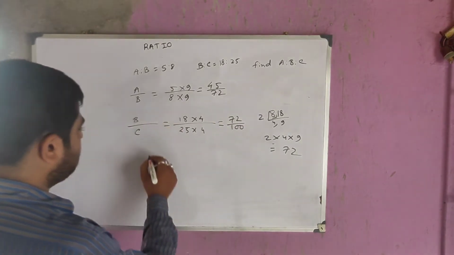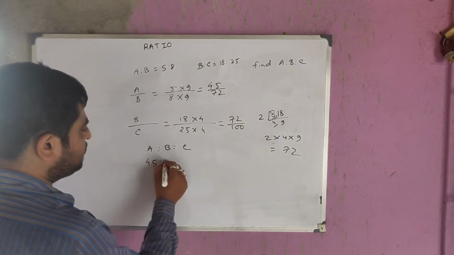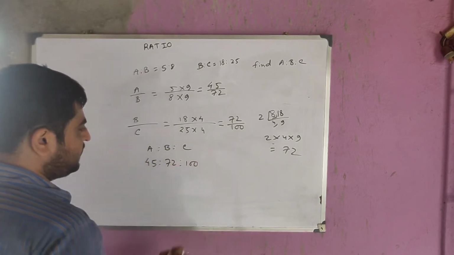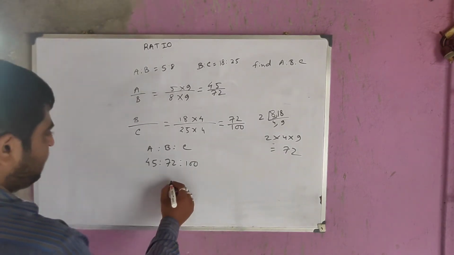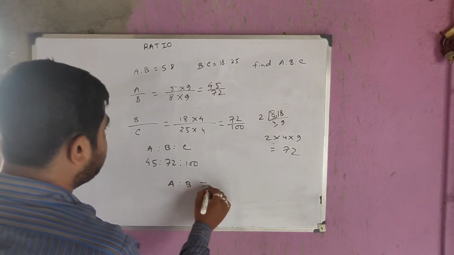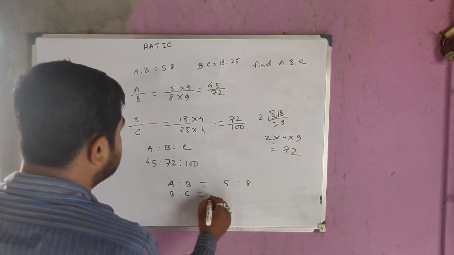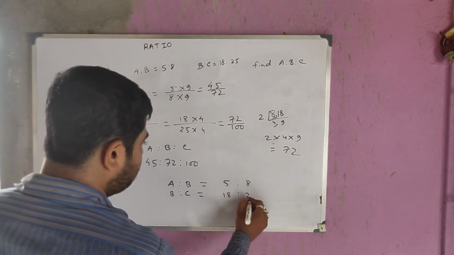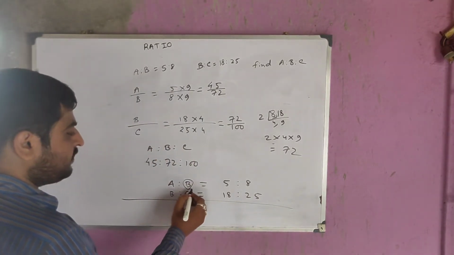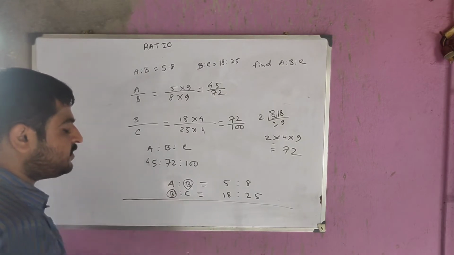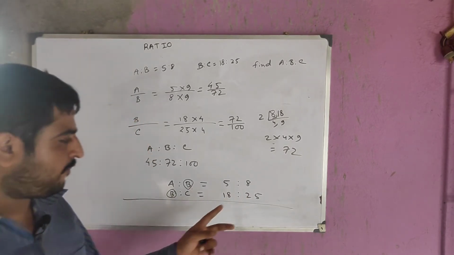So A is to B is to C will become 45 is to 72 is to 100. Now see, another method I am telling you, this is one shortcut method. A is to B is 5 is to 8 and B is to C is 18 is to 25. This method only applies when the term where the first ratio is ending and the term where the second one is starting are equal. If they both are equal, then we can apply this method.